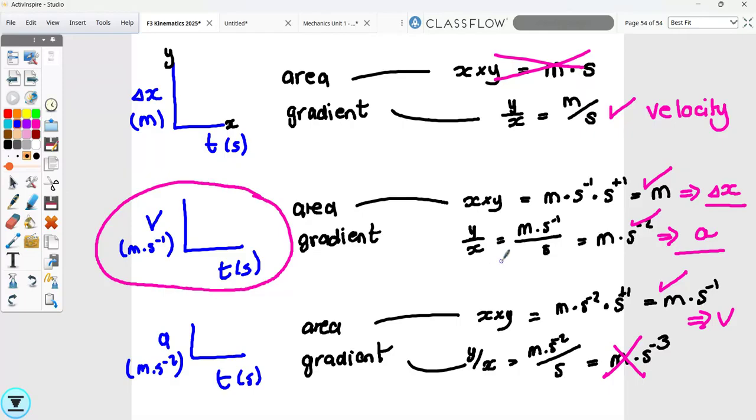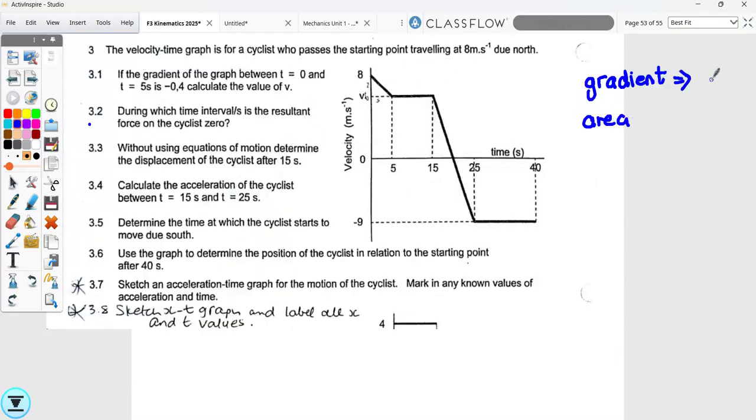And it's happened to most of you here, where you now forgot already. And I just said it 5 seconds ago. Gradient is meters per second over second. So it's meters per second squared. So it's the acceleration. Please, that is the most important thing. Gradient gives us the acceleration.